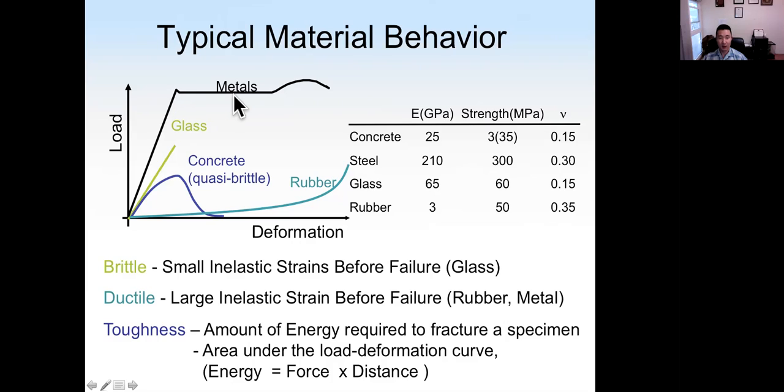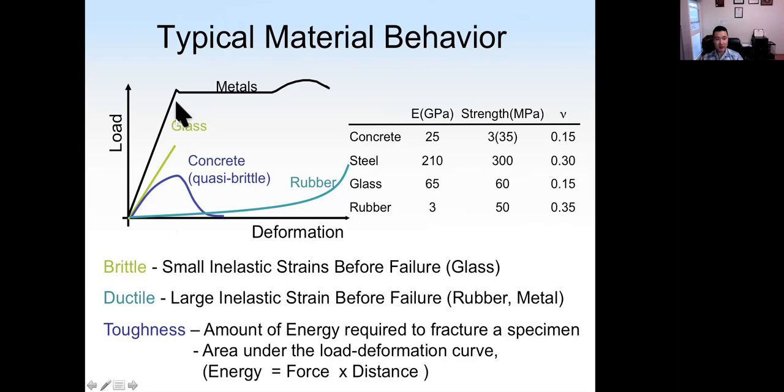After the peak load, the resistance will increase when we increase the load, such as steel. For brittle materials such as glass, initially it also has the elastic region, but the inelastic region is almost non-existent. So a very small inelastic region before the material failure. So glass belongs to brittle materials. Rubber is also a ductile material.